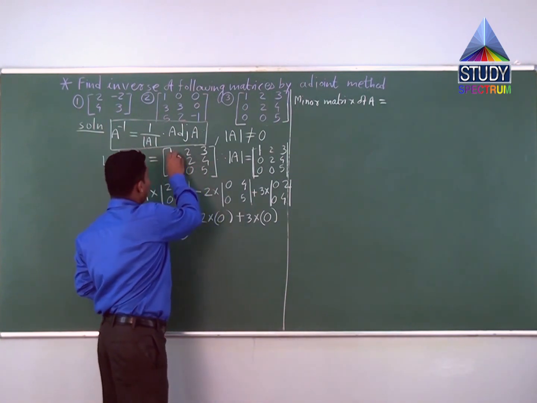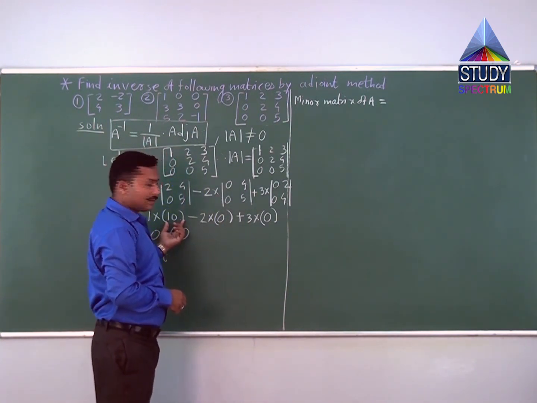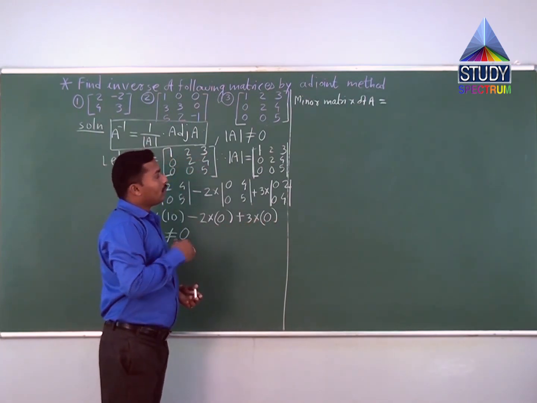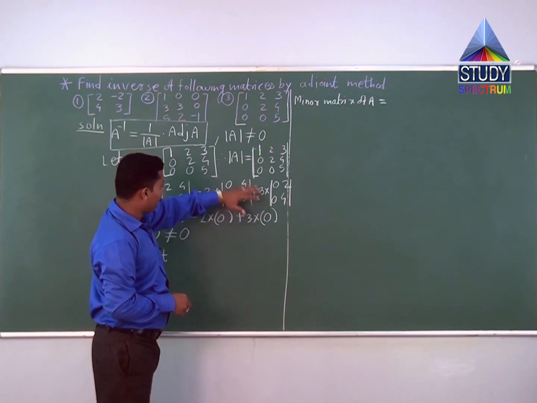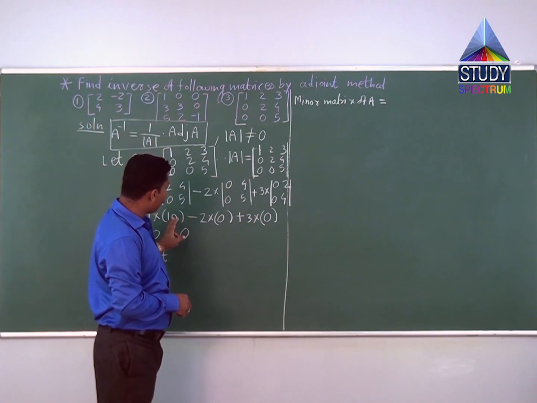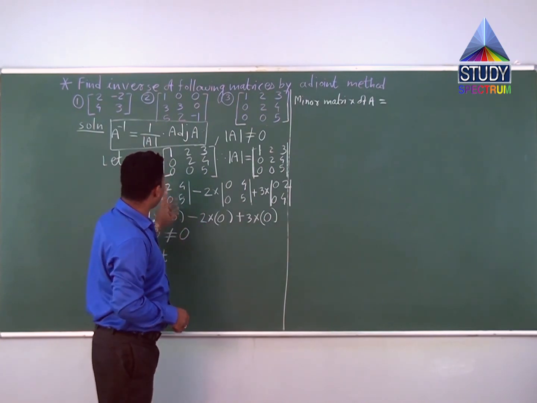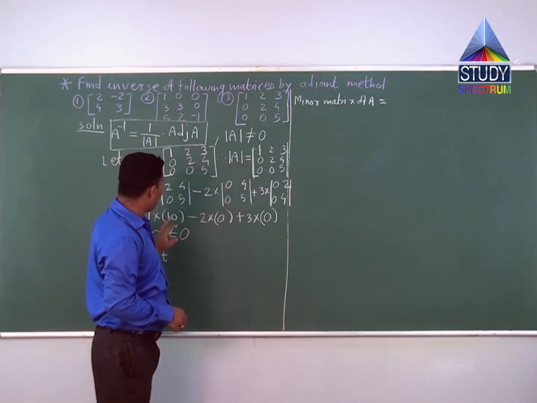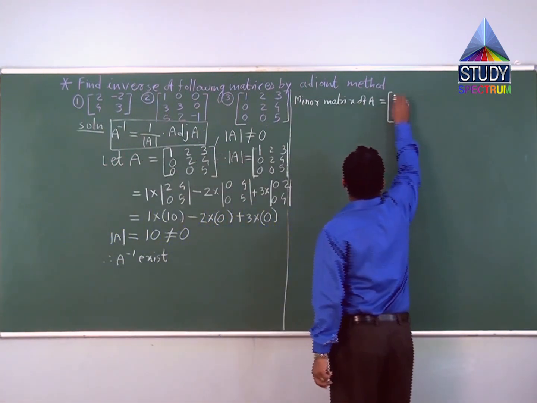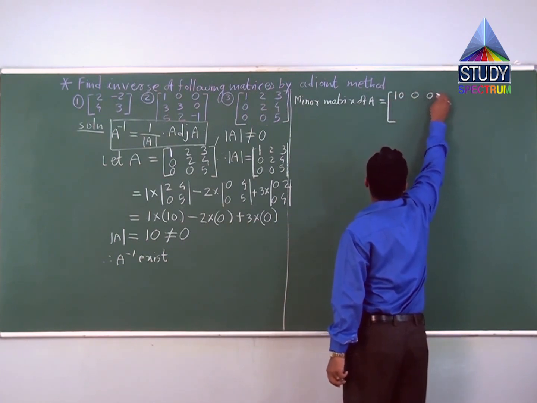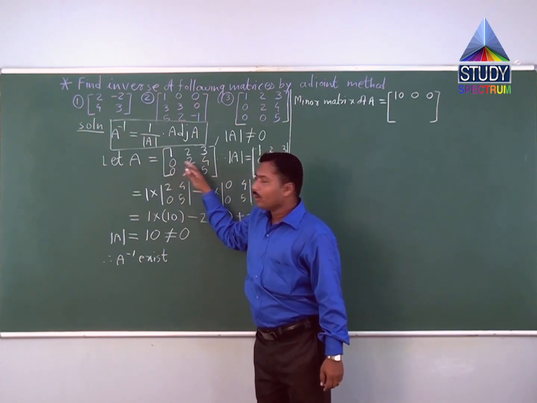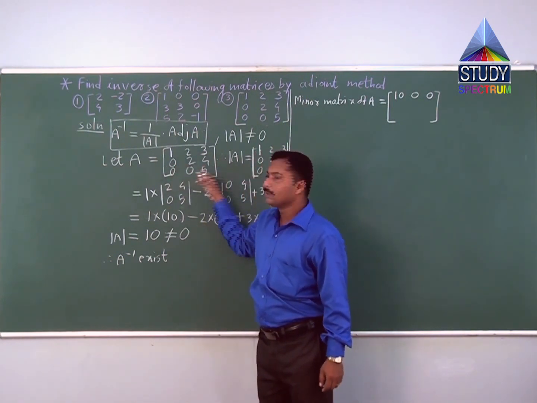So minor of 1 is already obtained here. This is actually minor of 1, 2, 3. So don't write it again; take the minors directly from this step. So my minors of 1, 2, 3 are 10, 0 and 0. We find only the minors of the remaining 2 rows, which means 6 numbers only.